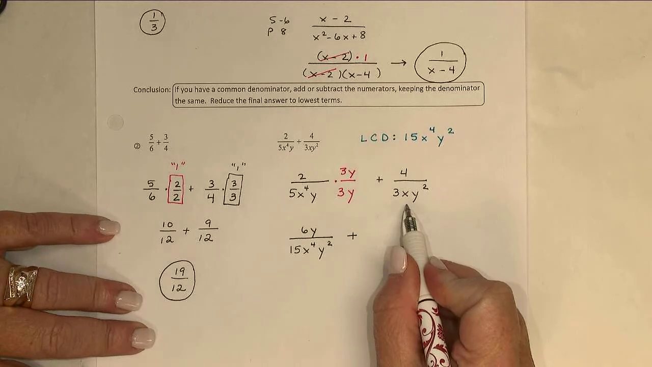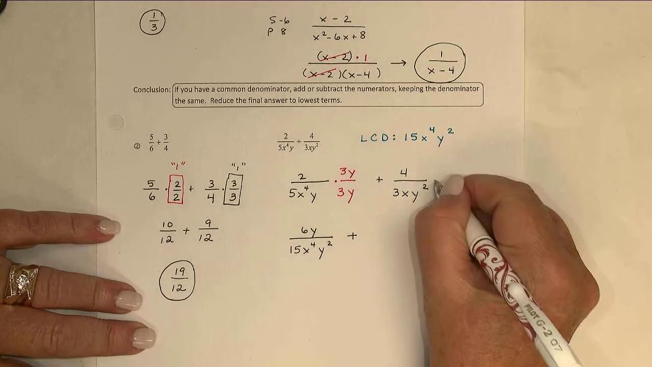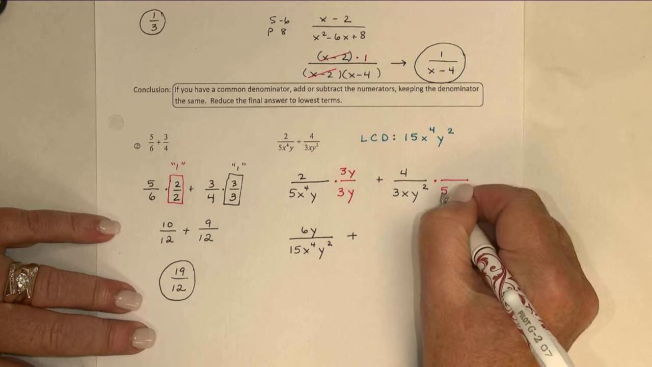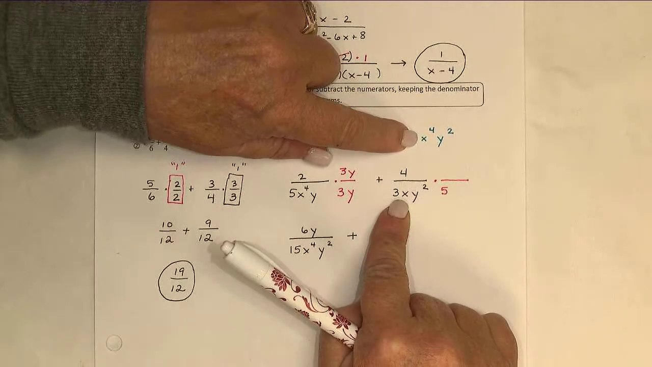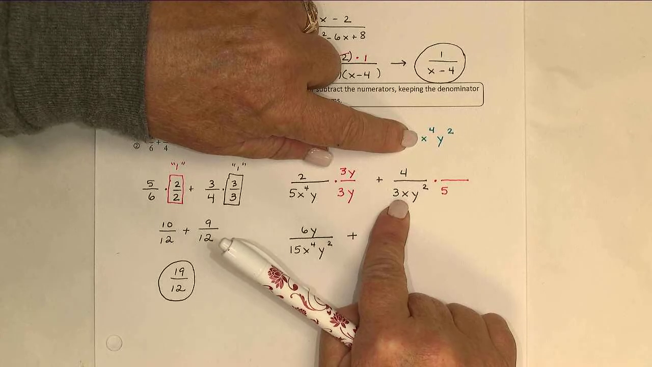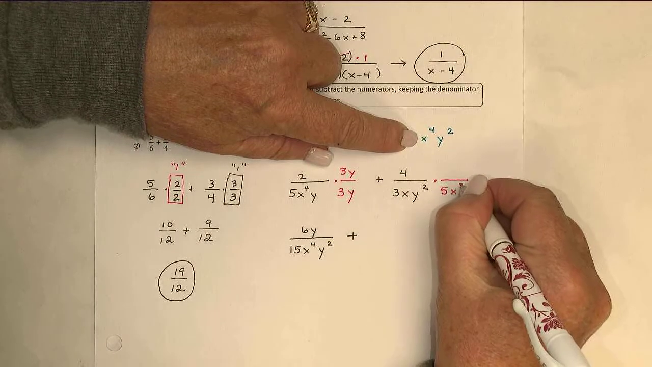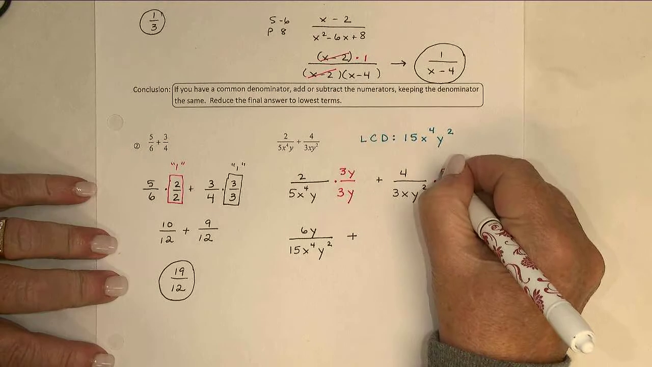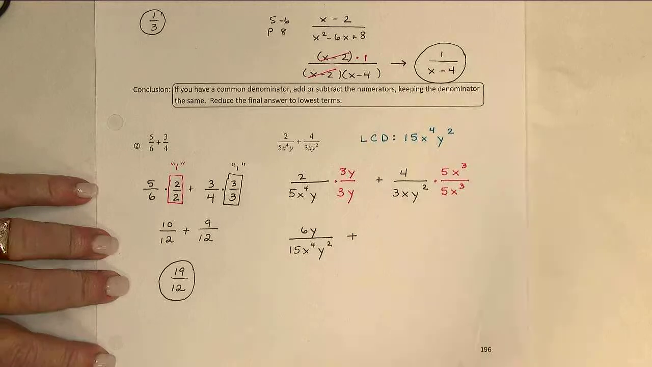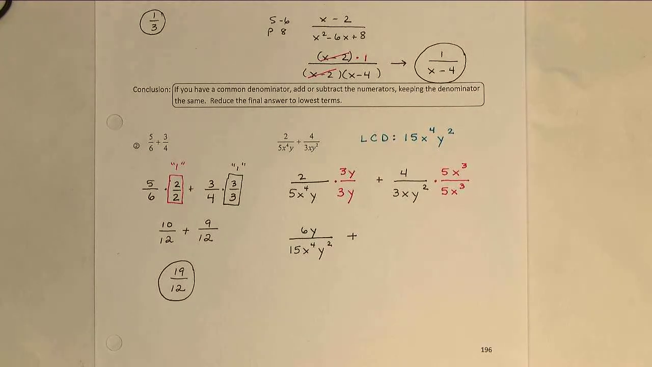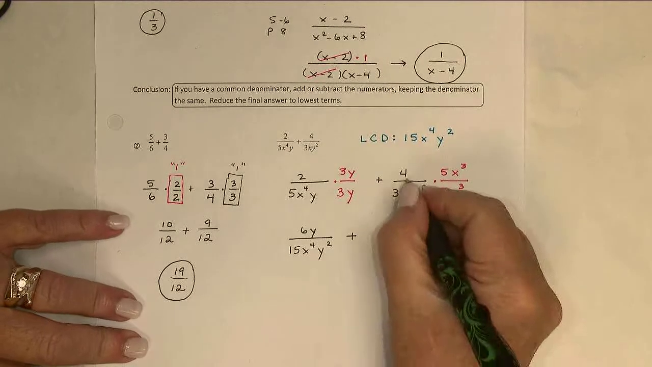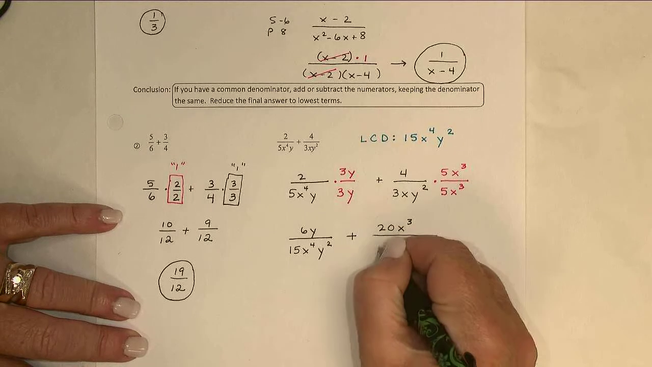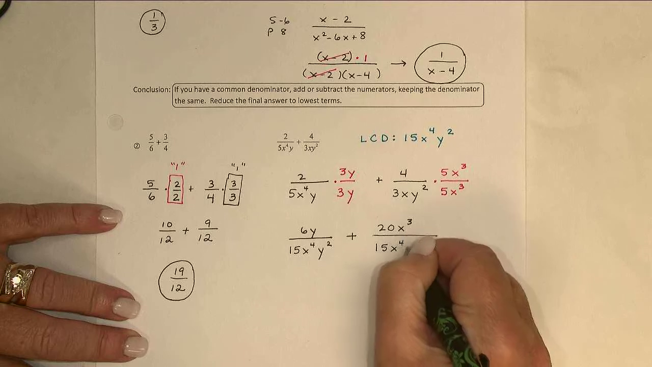Turning to the second fraction, to get to this common denominator, I'd have to go 3 times 5. X's, looks like I would have to multiply by an x cubed. And the y's are fine, just the way they are. So I'll multiply by 5x cubed on both the top and the bottom, form of 1. And my fraction now becomes 20x to the 3rd over 15x to the 4th y squared.